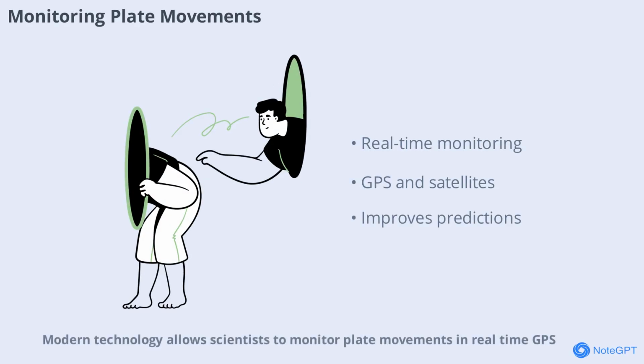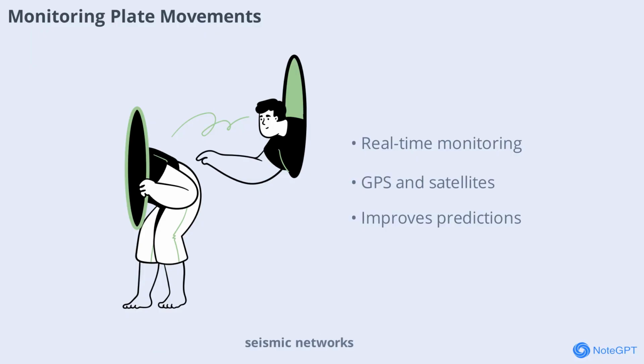Modern technology allows scientists to monitor plate movements in real time. GPS, seismic networks, and satellite imagery provide detailed data on how plates are shifting. This information is vital for earthquake prediction, volcanic monitoring, and understanding the ongoing changes to Earth's surface.